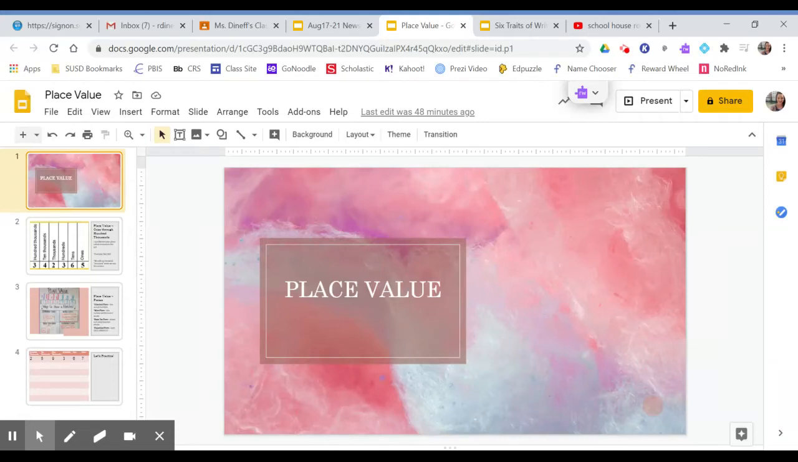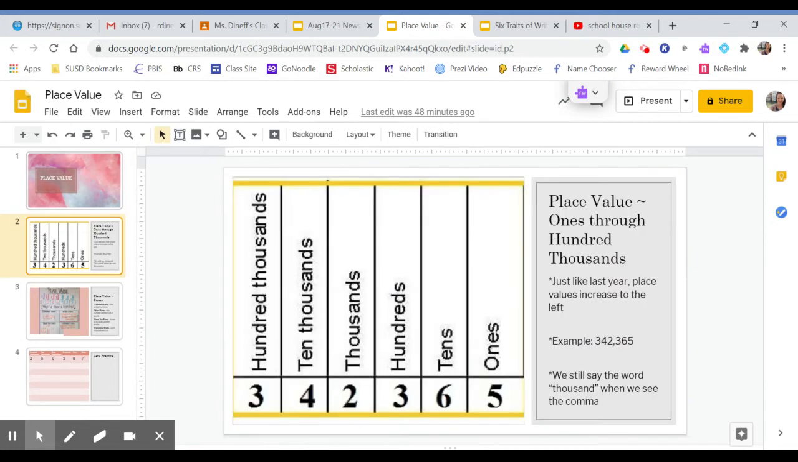So, just like last year, our first math chapter is place value. And just like last year, we're using our place value chart going from the right to the left, increasing in value as we go to the left. So, if we're starting on our ones on the right hand side, each time we go to the left, it's getting bigger and bigger and bigger.